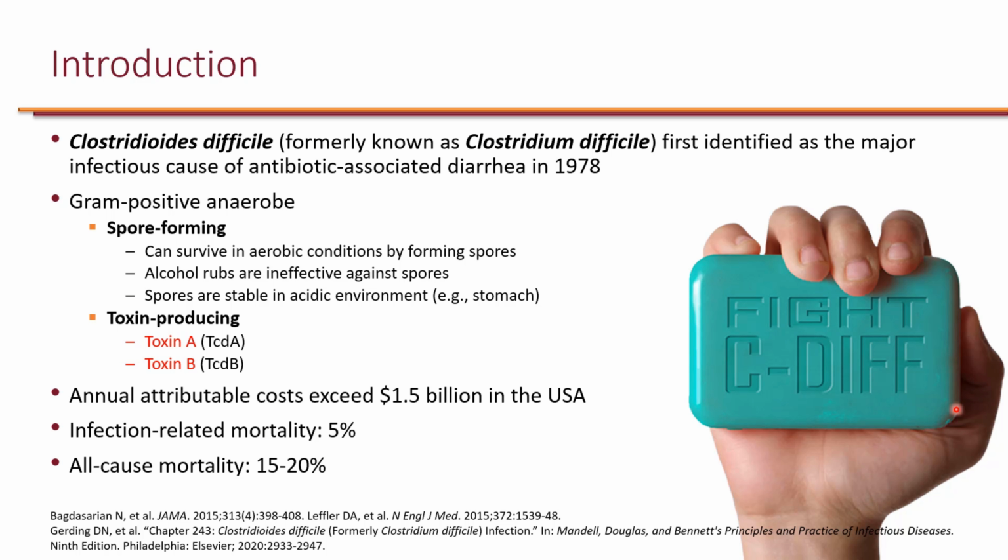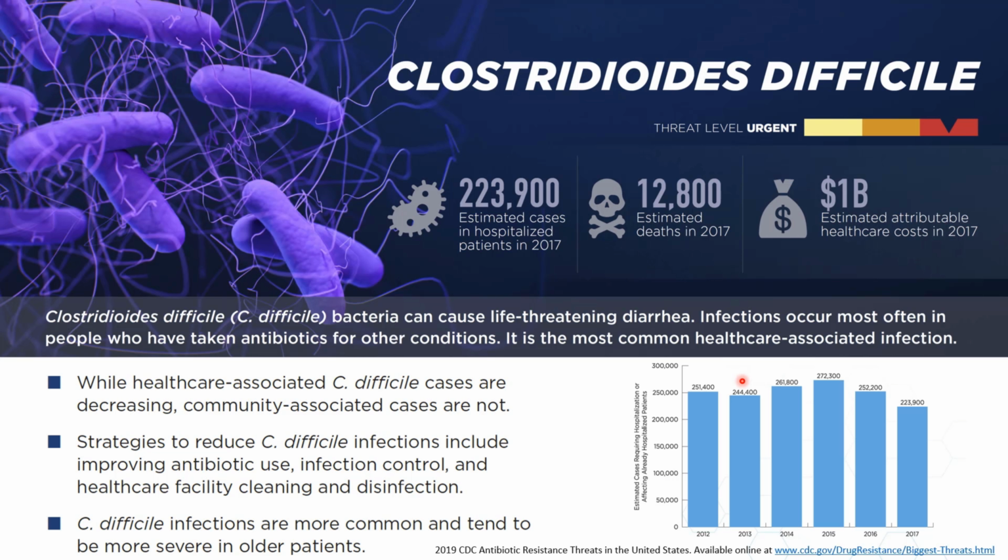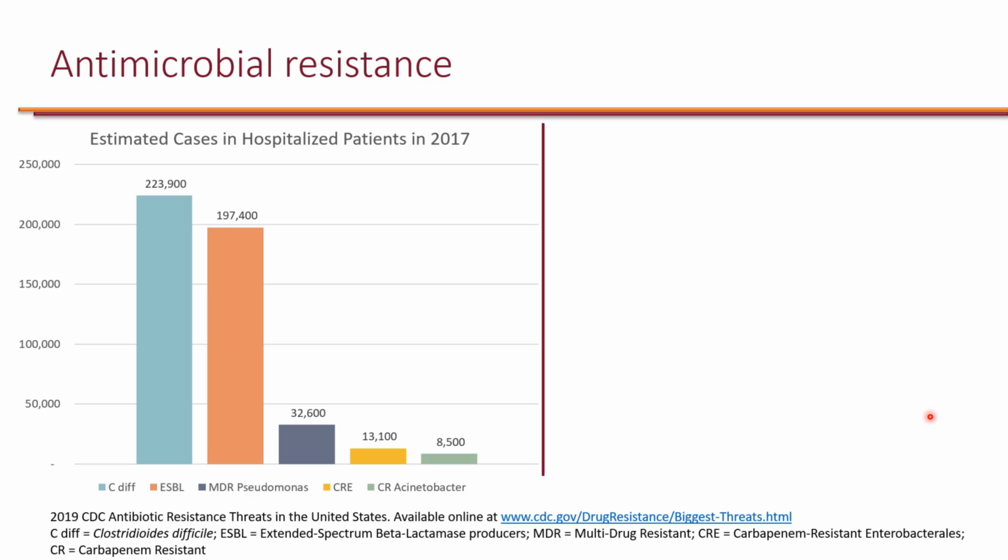C. diff infection is extremely important because it is attributed to extreme healthcare costs as well as 5% infection-related mortality and 15 to 20% all-cause mortality. In fact, the CDC has classified C. diff as an urgent level of threat because of its prevalence and associated death. Although the rate of C. diff has been going down in recent years thanks to antimicrobial stewardship efforts, the annual cases requiring hospitalization are still in excess of 200,000.